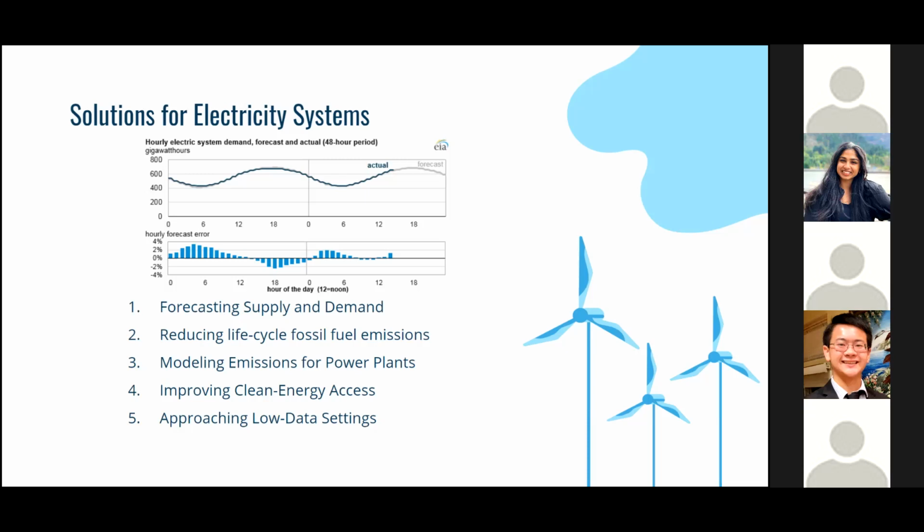But yeah, we really hit the mark and went above and beyond for forecasting supply and demand, reducing life cycle fossil fuel emissions, creating sensors to make sure that there's no pipeline leaks, and also modeling emissions for power plants and improving clean energy access, approaching low data settings. We really all hit the mark on those ones. Like the stuff you guys talked about in the breakout room was very, very similar. So yeah, I think that we did a really great job in terms of recreating the paper.